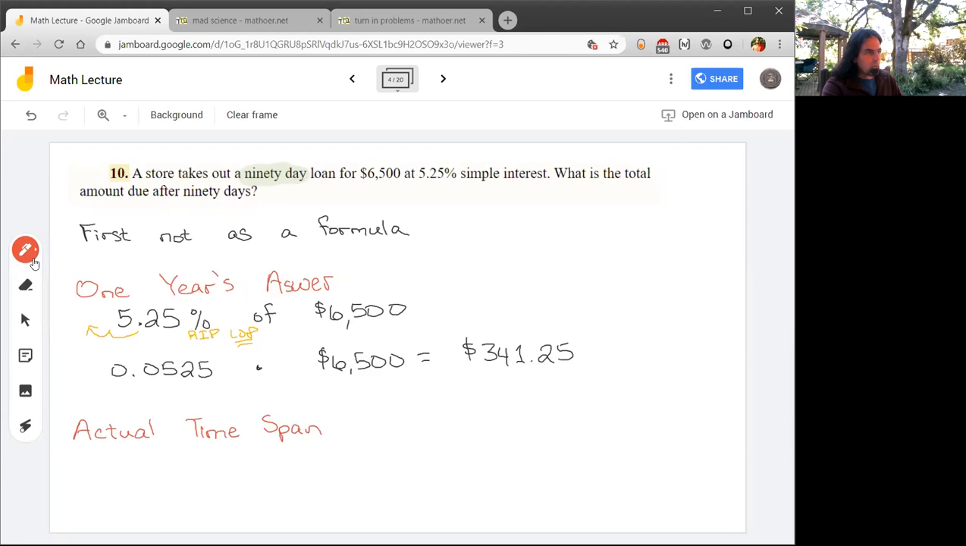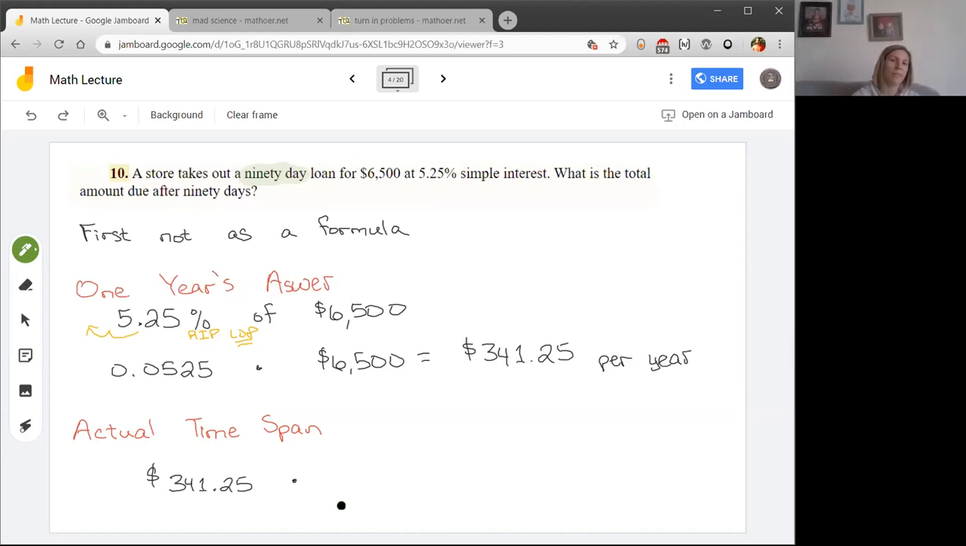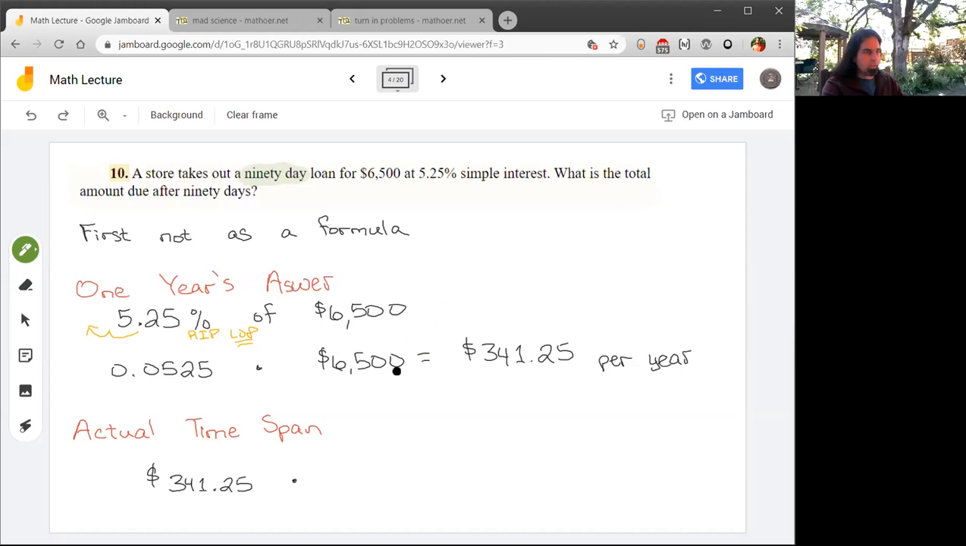So I have to take my old answer. This is per year. And I'm going to multiply it by something. I'm not going to multiply it by 90. That would be if it was a 90-year loan. What am I going to multiply it by instead? 3? Not 3. That would be a 3-year loan.